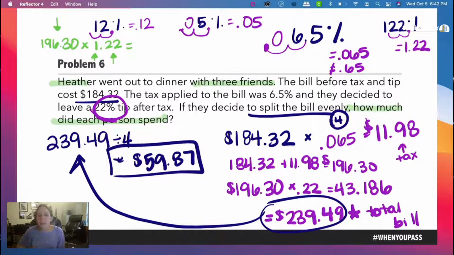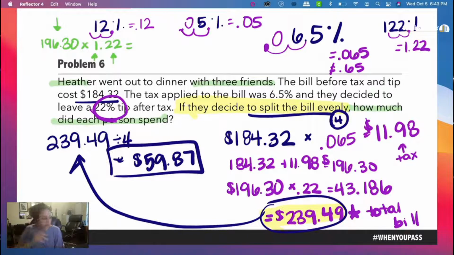Why do I divide by 4 for this problem? Because it asks us here if they decide to split the bill evenly. So I have to divide the bill by all the people who are sitting at the table because one person is not picking up the tab. They're sharing the bill. It's like when the waitress says, is this going to be on one check or separate checks? That's why.